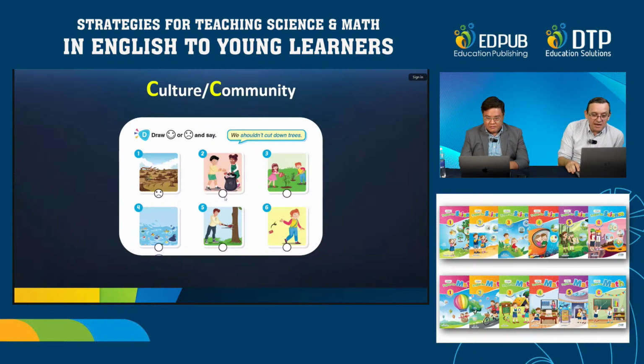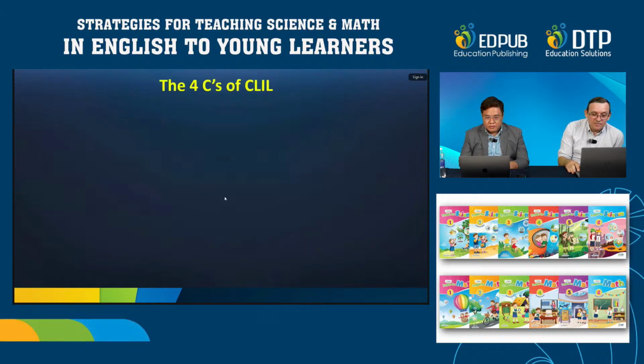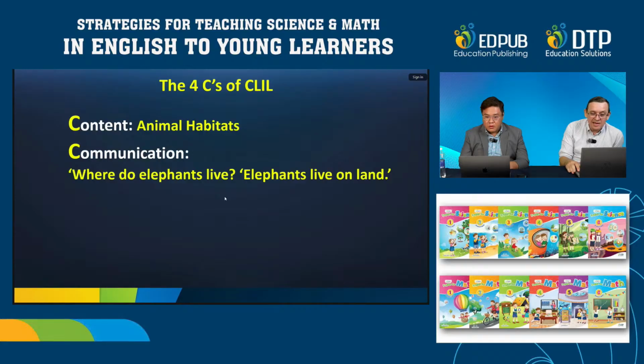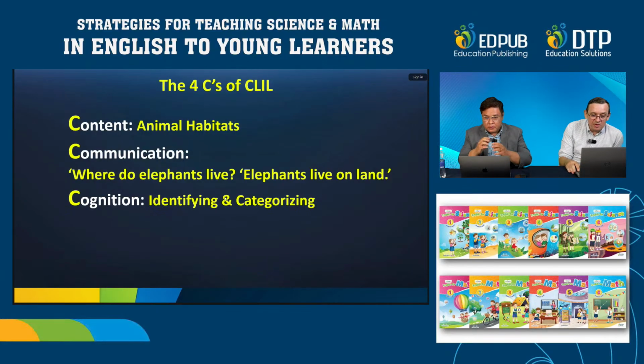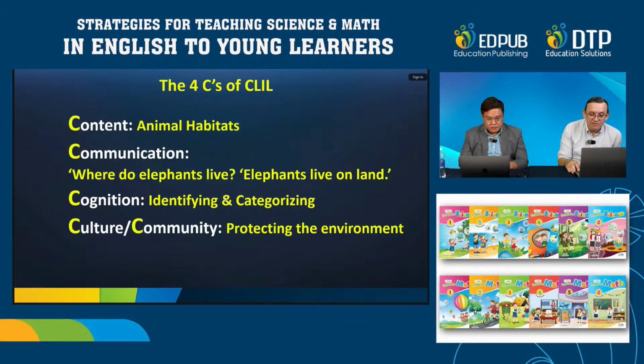So you can see here we ask students to say which activity is good and which is bad, and we ask them to use the language. So you can see from our content, it's animal habitats. Our communication is where do elephants live? Elephants live on land. Our cognition, we've got identifying and categorizing. And for culture and community, we've got protecting the environment.